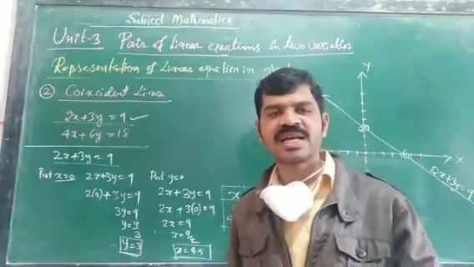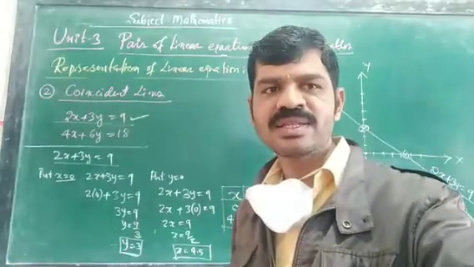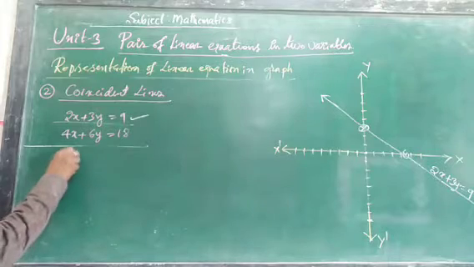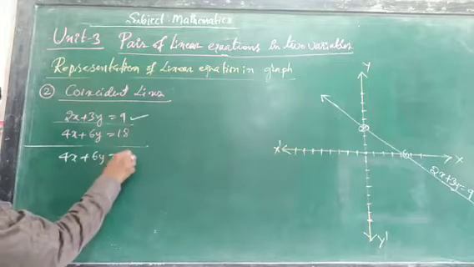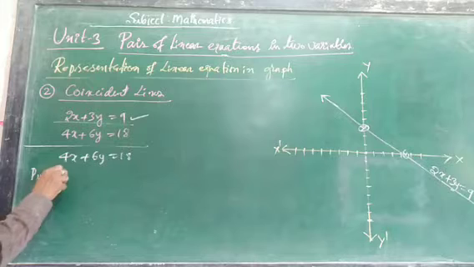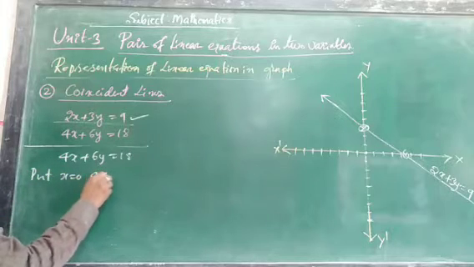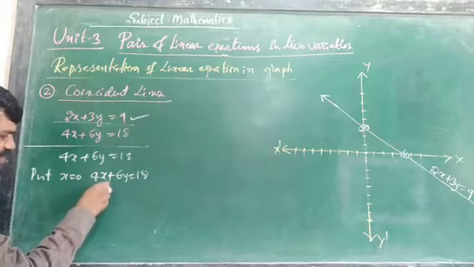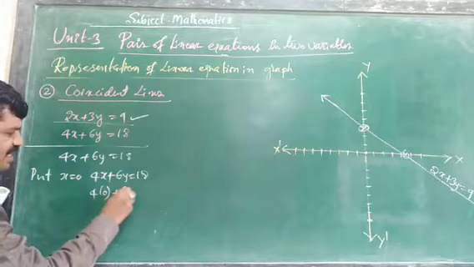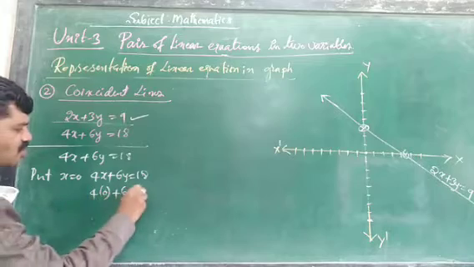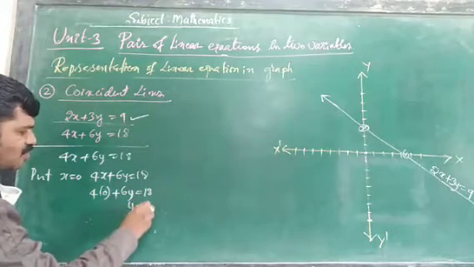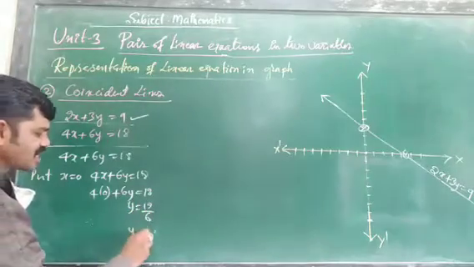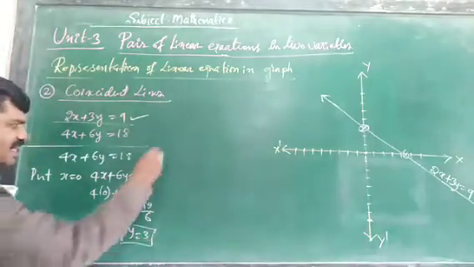Now let us take another line, that is 4x plus 6y is equal to 18. So here let us put x value is equal to 0 in the equation. 4x plus 6y is equal to 18. The value of x is given 0. So 4 into 0, that is 0. We leave it. y is equal to 18 by 6. So y is equal to 3. So the y value obtained is 3.